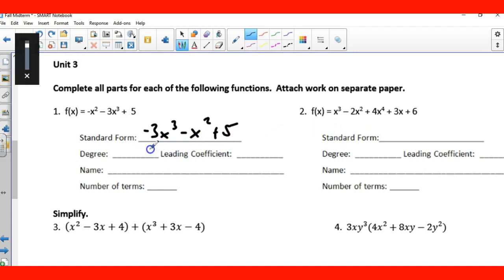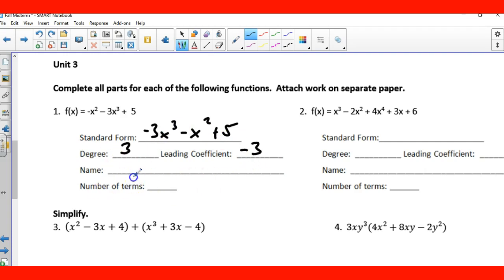Now, the degree, what's the degree? Well, the degree is the largest exponent present. In that case, it is 3. So the degree is 3. The leading coefficient, now in standard form, the first coefficient is the leading coefficient, guys. Make sure you write just the coefficient, the number, not the variable. X is not a part of the coefficient, it's just a number.